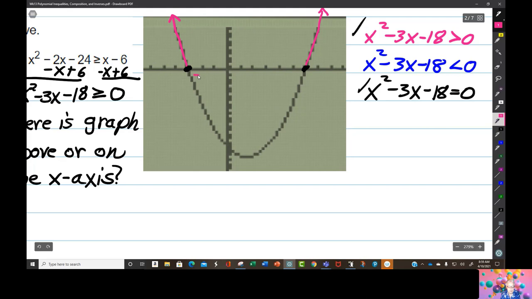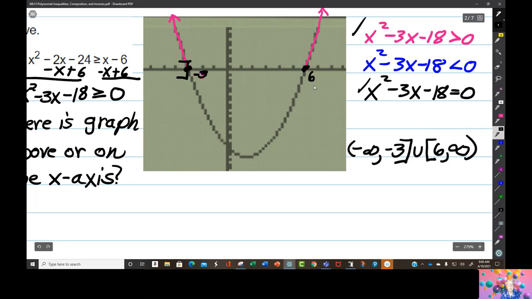Probably this is negative 3. Oh, let's make it dark. Negative 3. Probably this is 1, 2, 3, 4, 5, 6. But we don't know for sure. But if it is, then where the graph is above or on the x-axis is going to be negative infinity to negative 3, union 6 to infinity. But I'm only guessing that that's negative 3 and positive 6. I mean, it would be a good guess, you know.